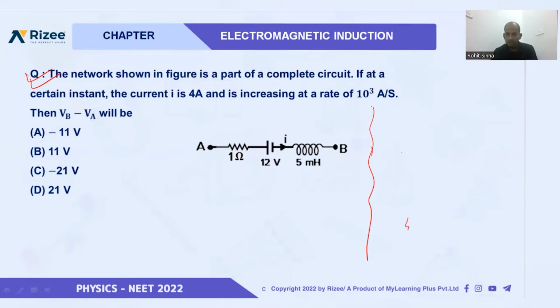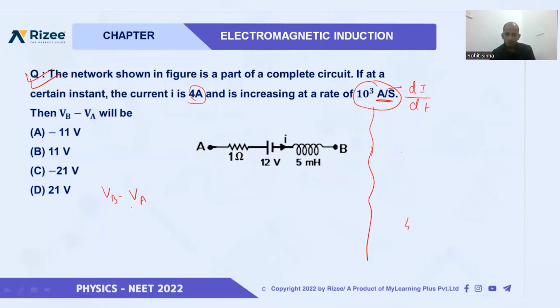Okay, now let us see how we can do it. It is given, see here, you have to find what it is. You can write it like this: di by dt, the rate of change of current. By seeing the unit also you can write what it is. Di by dt is given. And I is also given, 4 ampere. We have to find the value of VB minus VA.